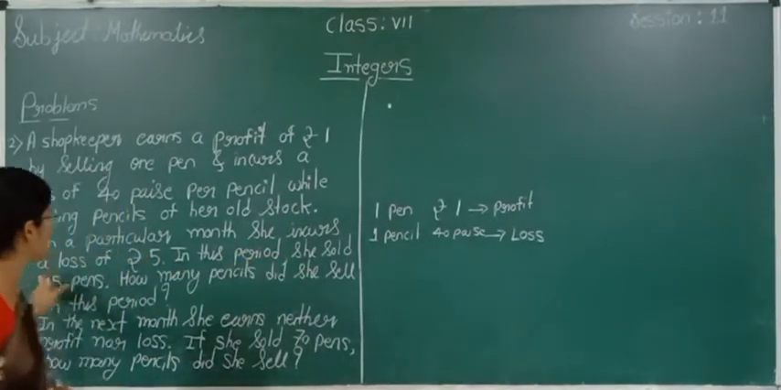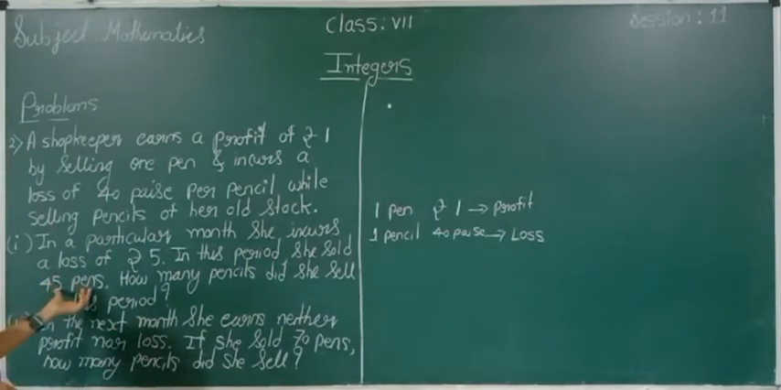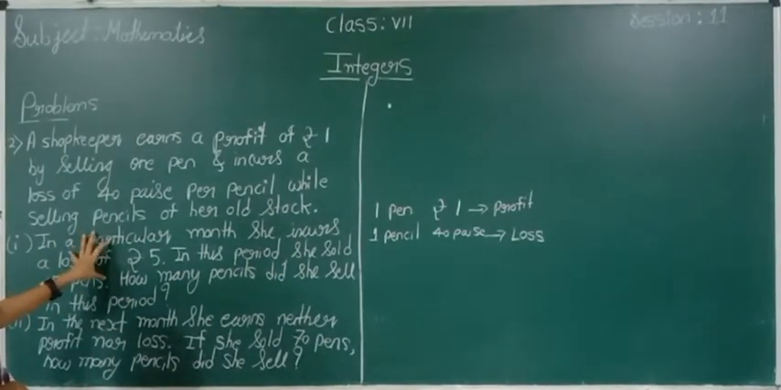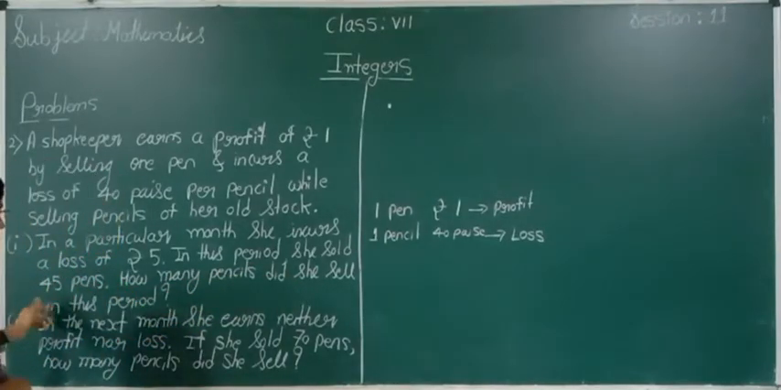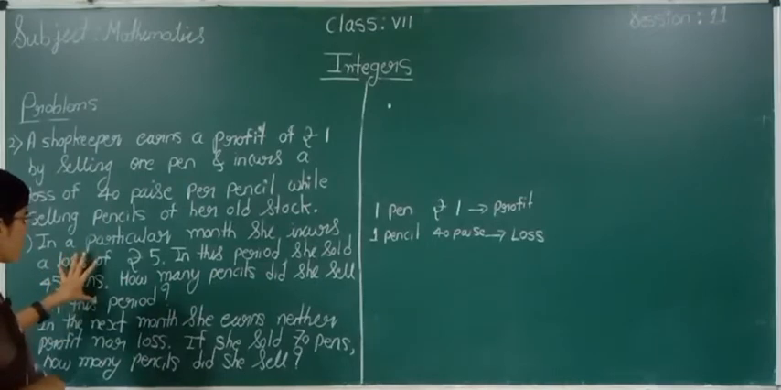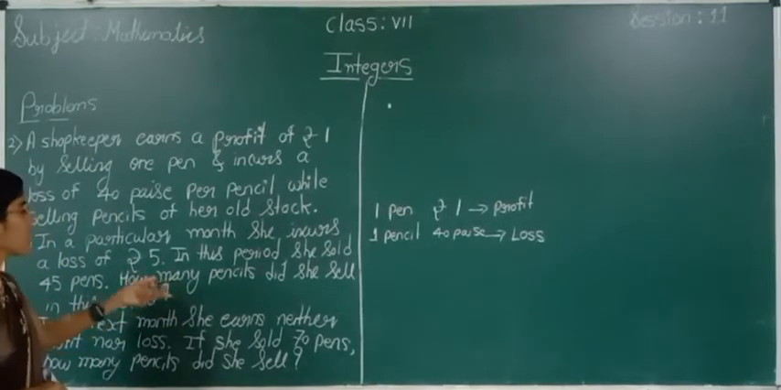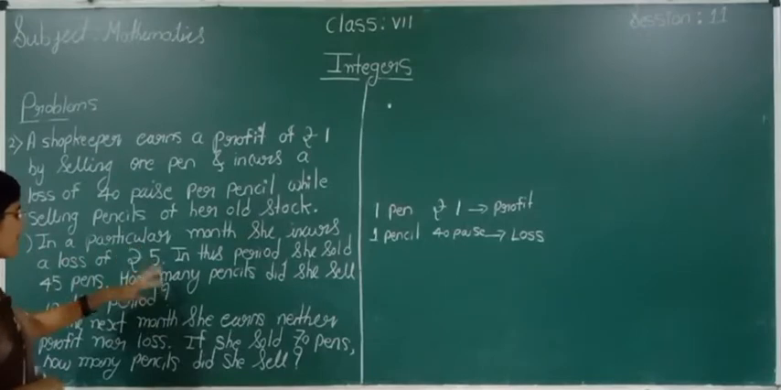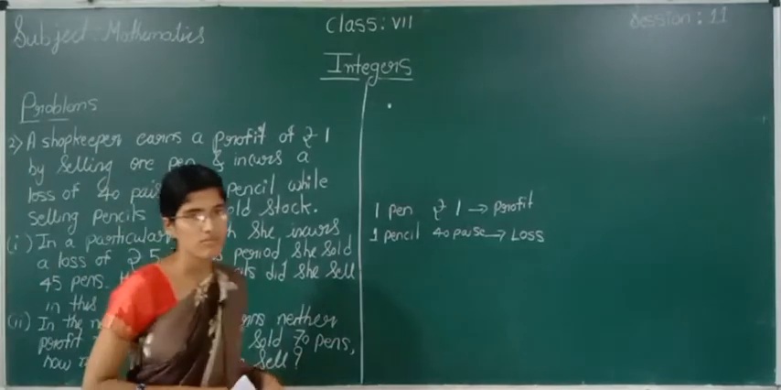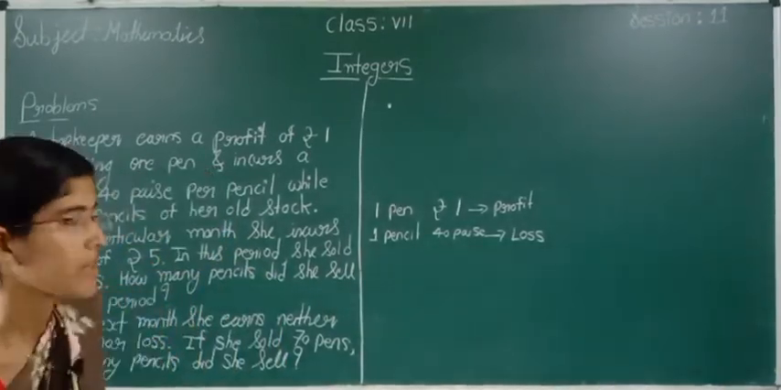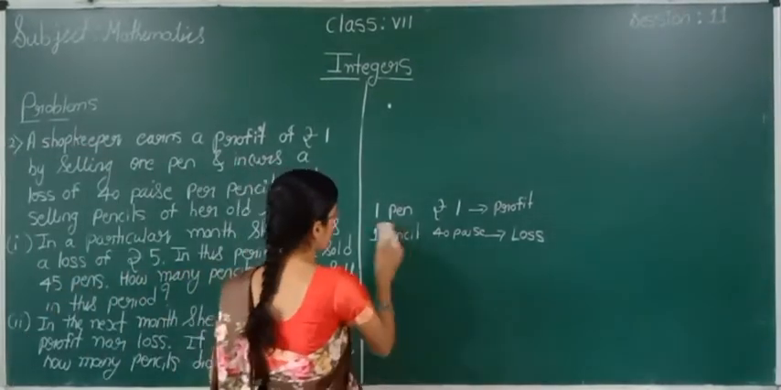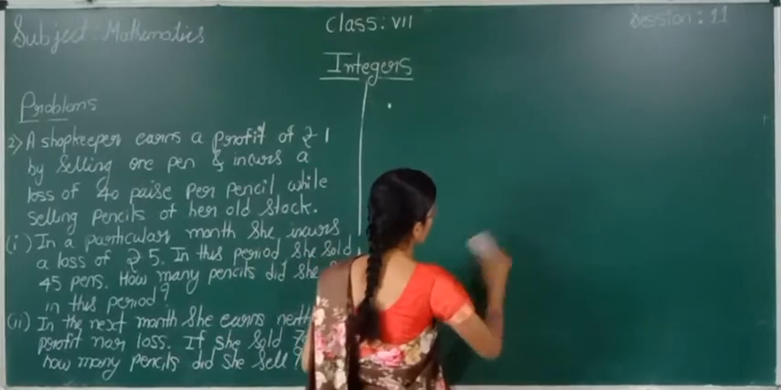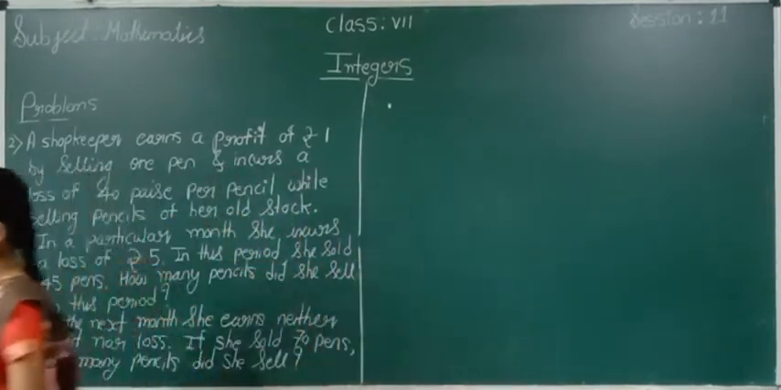In this period she sold 45 pens. In one particular month the shopkeeper sold 45 pens. How many pencils did she sell in this period? We have to find out in the particular month how many pencils she sold. For one pen they have given a profit of rupees 1. For one pencil the loss incurred is 40 paise.